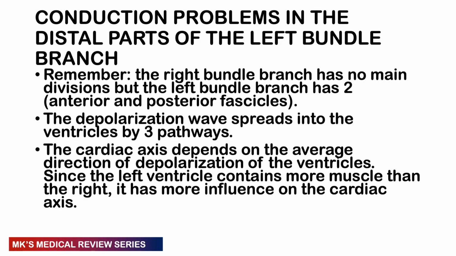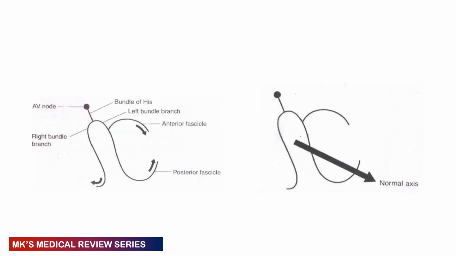So remember that our left bundle branch is going to be dividing into an anterior fascicle and a posterior fascicle. Remember that the right bundle branch doesn't have any divisions. So the depolarization is going to spread via 3 main pathways. The average depolarization is what we call our cardiac axis. It's going to be moving in a leftwards and downwards direction, and because your left ventricle has a bigger mass, it's going to influence your cardiac axis.